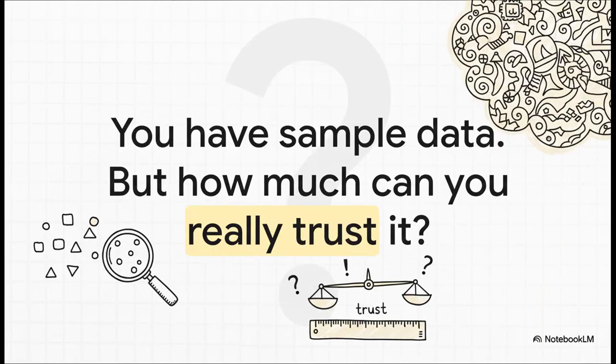So let's set the scene. You've done the hard work. You've collected some data, maybe from a survey or an experiment you ran. But here's the thing. It's just a sample, right? A tiny piece of a much bigger puzzle. So the huge question that's always hanging in the air is, how much can you really trust this little snapshot? Does it actually tell you the whole story?